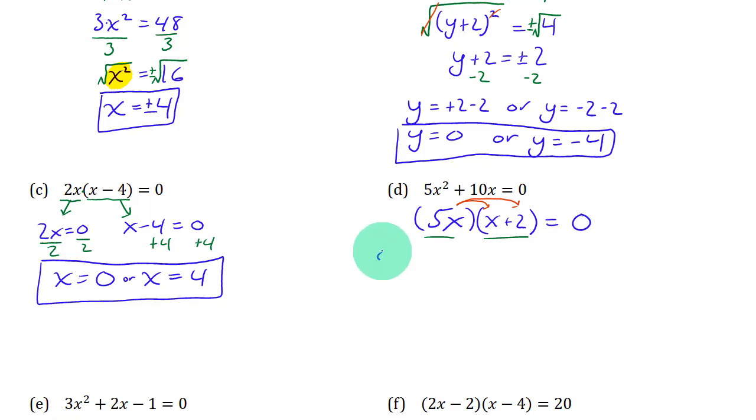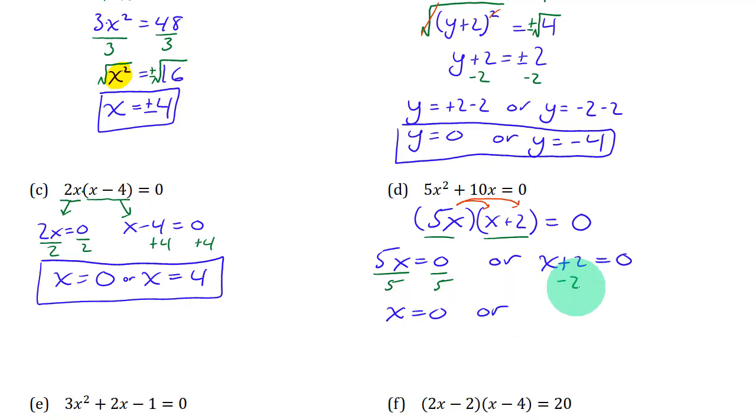So now that's factored, and the two terms are multiplied to make 0. So that means either 5x is 0 or x plus 2 is 0. Now dividing both sides by 5 here is going to give you x equals 0, or here, subtracting 2 from both sides gives you x equals negative 2.